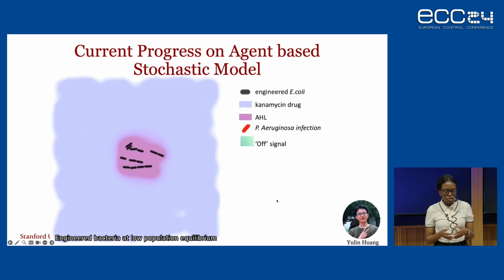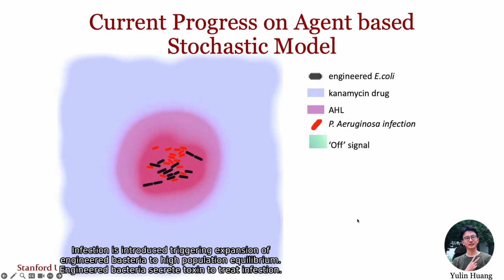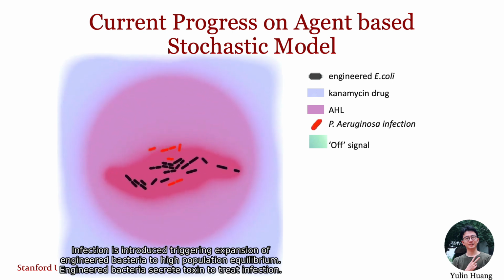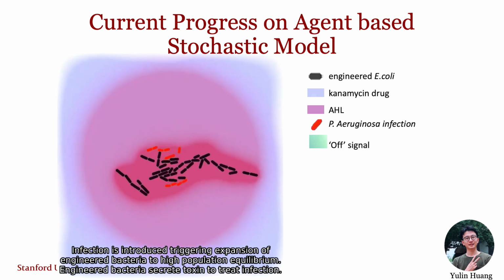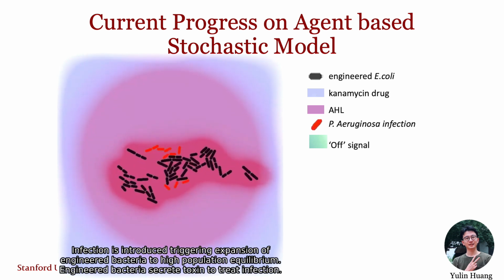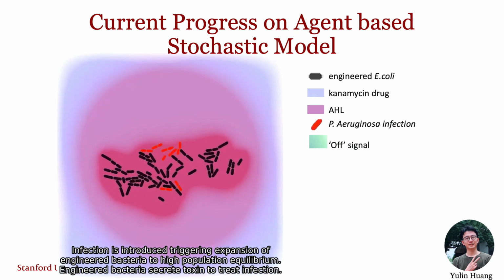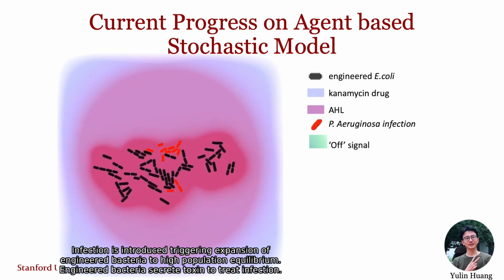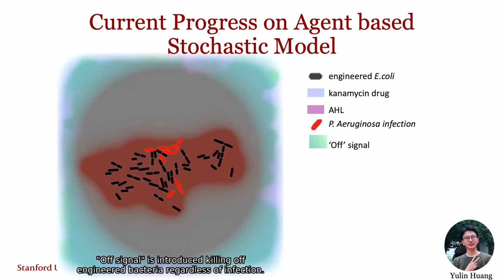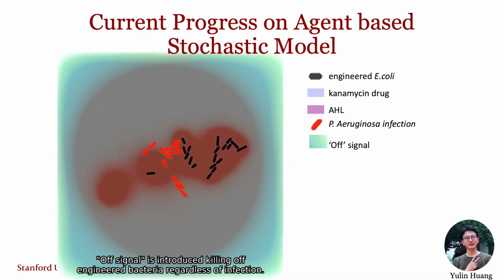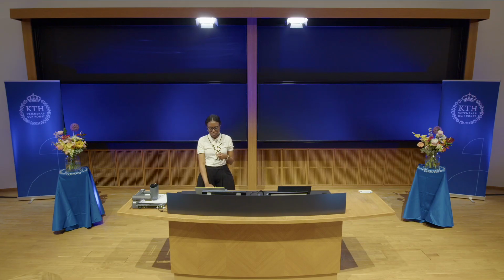And then my student has also been looking at other approaches using agent-based models that allow us to simulate a fuller system. Here we're showing how the engineered cells respond to the infection. And then we've actually added a treatment module here where the cells then actually treat the infection. And when the infection is removed, the cells contract back. We've also shown here how the off signal can kill the cells, regardless of whether the infection is present or not.